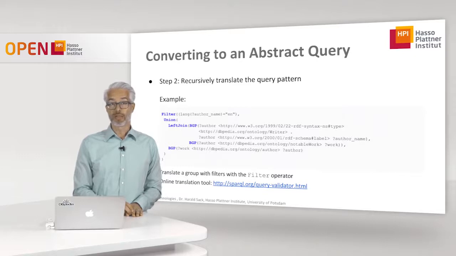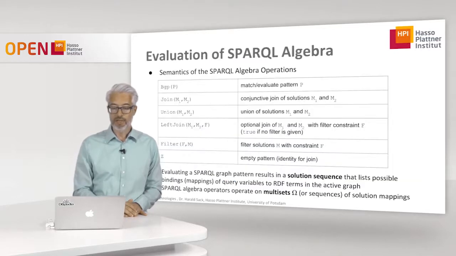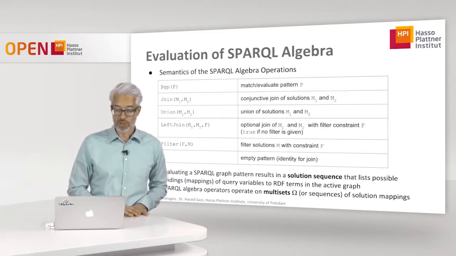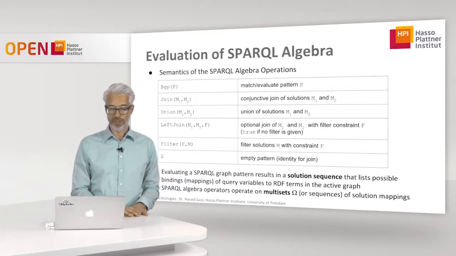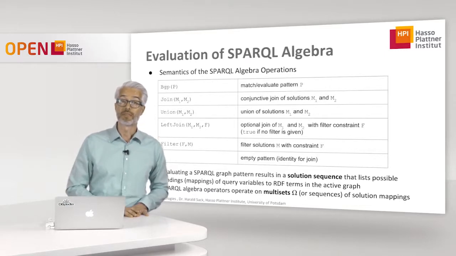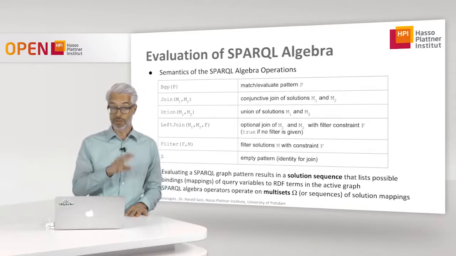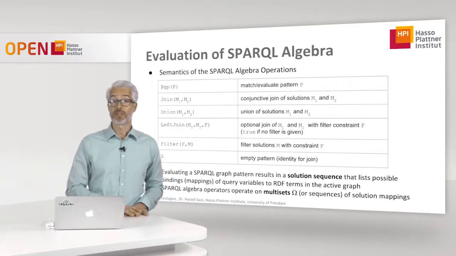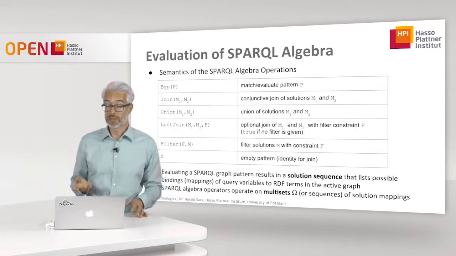The more difficult part then is the evaluation of these abstract SPARQL query expressions, and this will be the next part here. So we now are looking at the evaluation of SPARQL algebraic expressions. First of all, we have to look at the semantics of all these operators we have introduced. And usually the semantics is first given in an informal way.